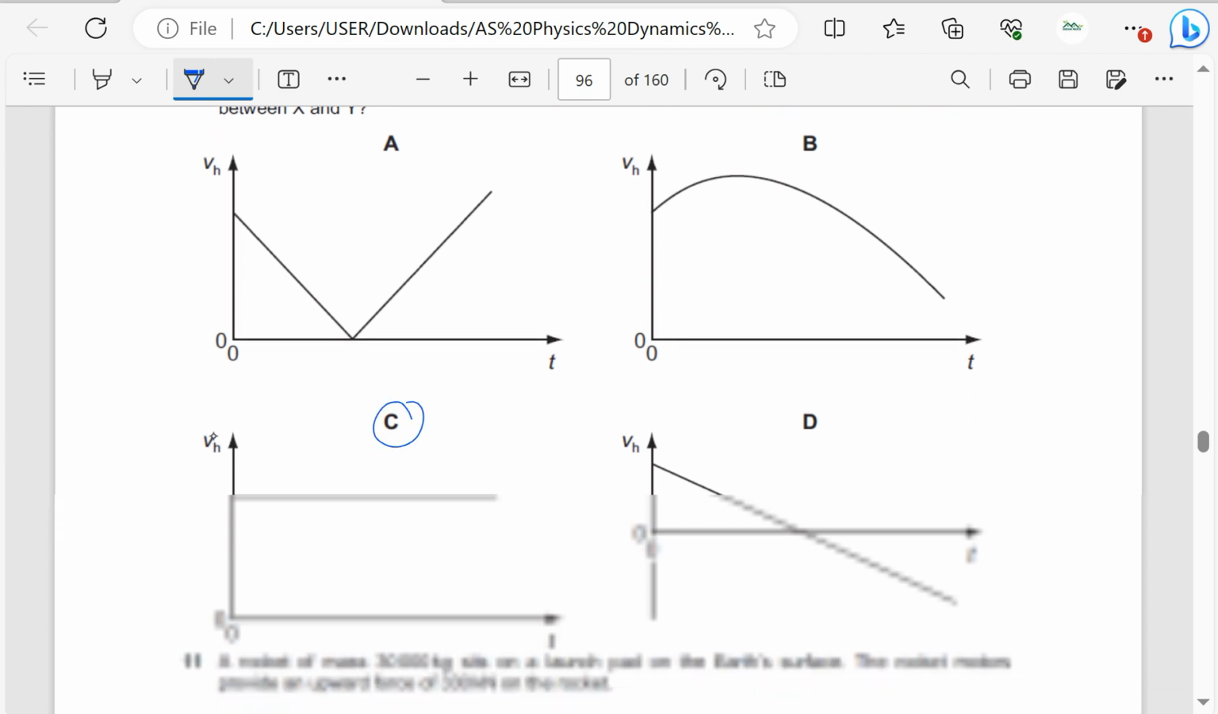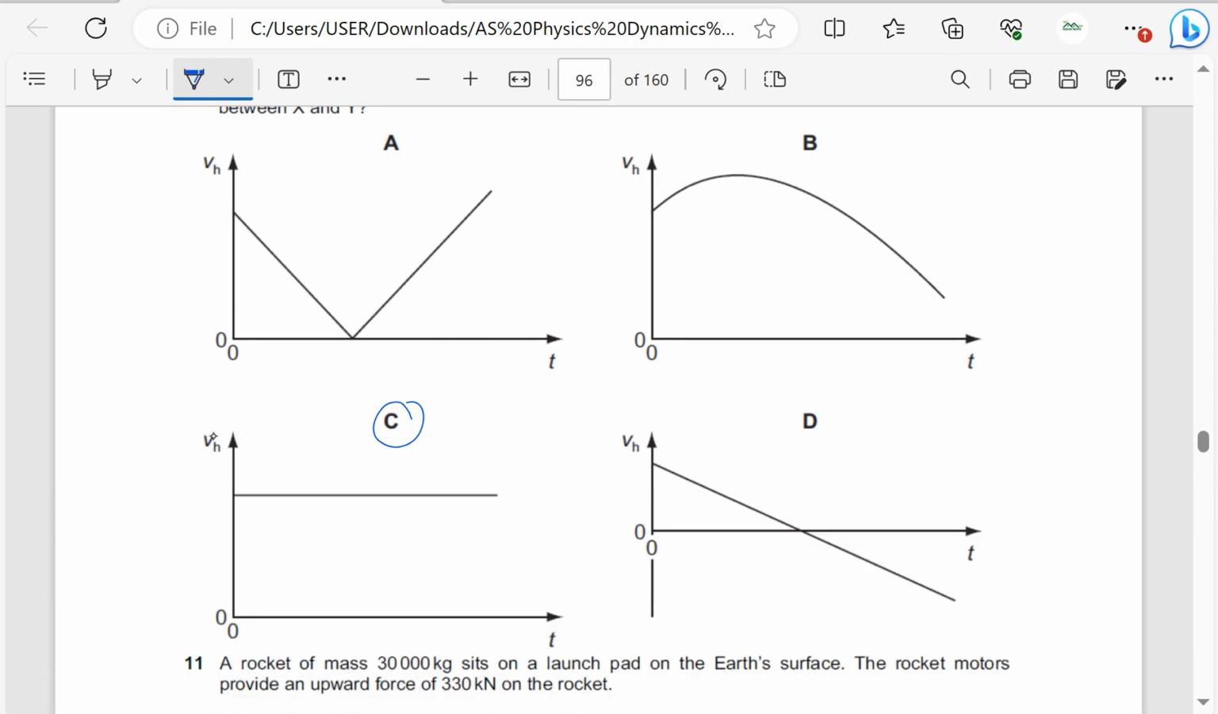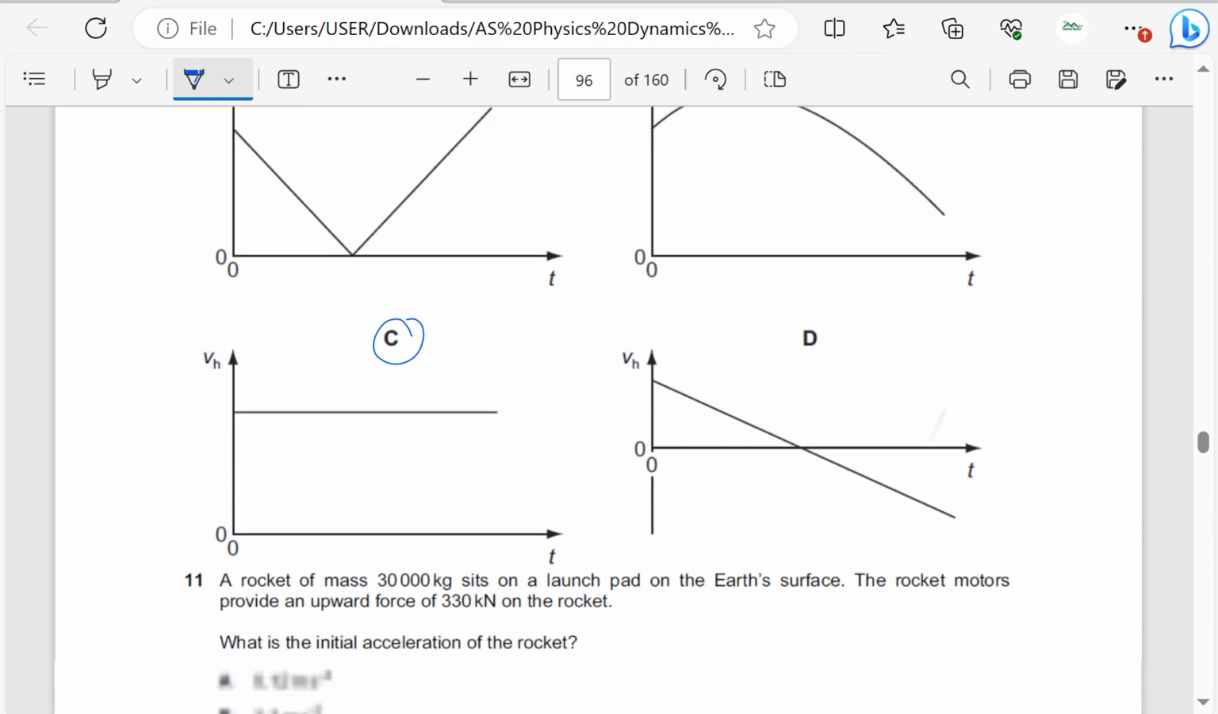Since air resistance is negligible, the only force acting is the force due to gravity, which is vertically downwards. There is no force in the horizontal, so the horizontal component remains constant. So the answer is going to be C.